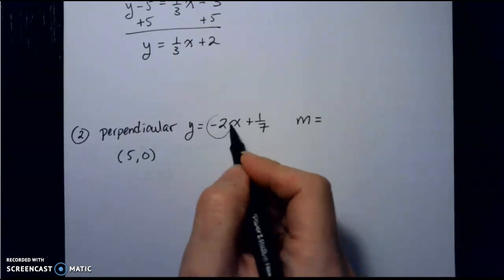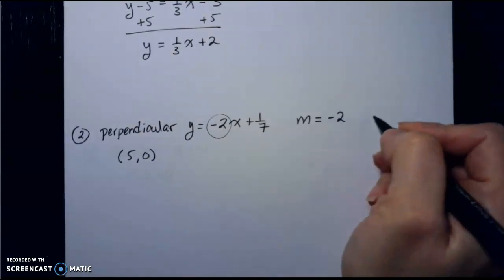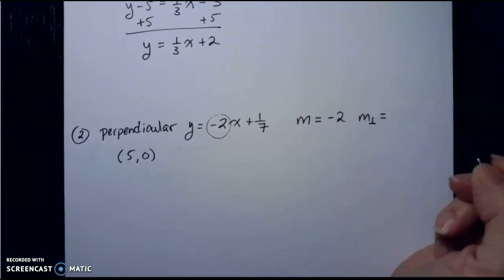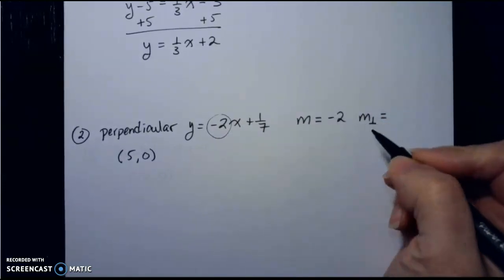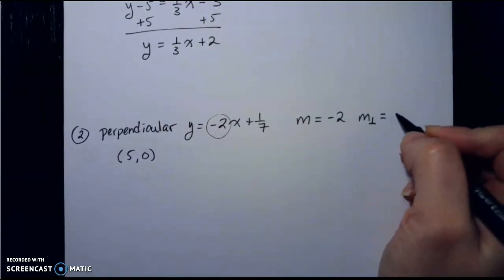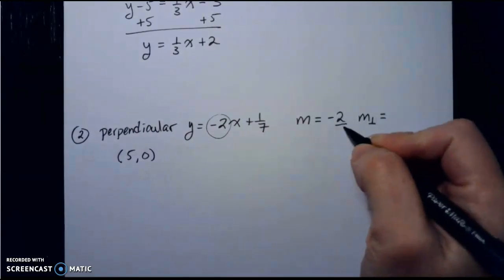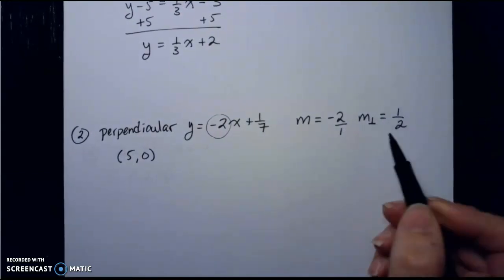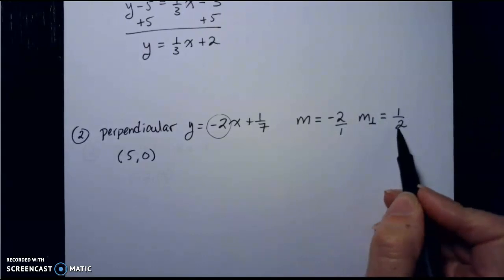The slope of this line is negative 2, so the slope of the perpendicular is the negative reciprocal. Negative in the sense of opposite, right? This one is negative, so the opposite will be positive. And if I think of the reciprocal of 2 over 1, I have 1 over 2. So the slope of the perpendicular line will be 1/2.